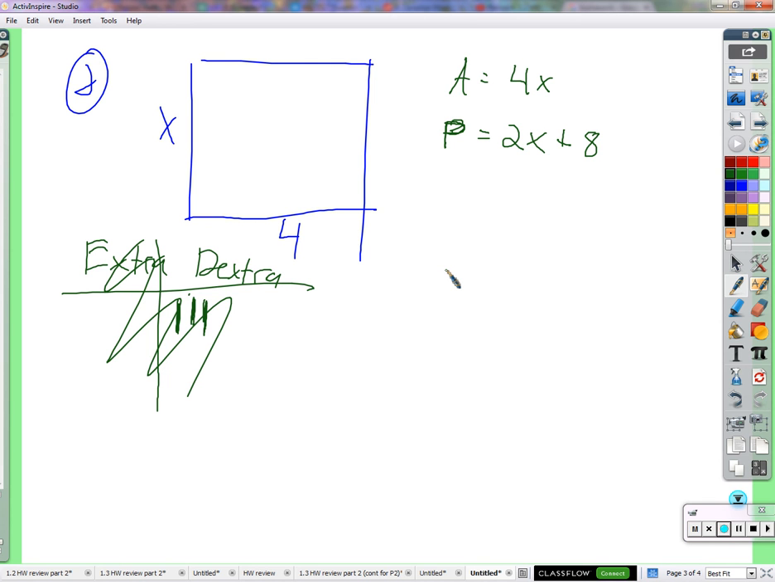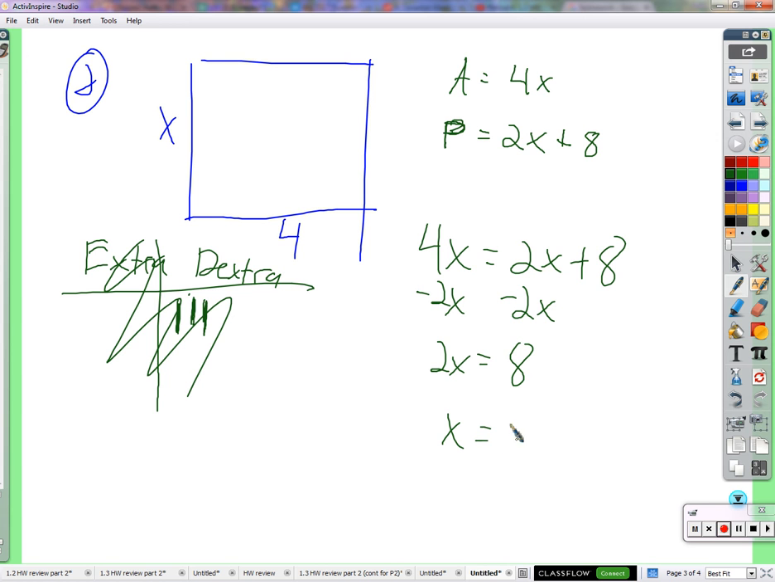Hunter? Okay, let me do it. 4x equals 2x plus 8. Then you minus 2x from the other side, which gives you 2x equals 8. And then you divide by 2 on both sides, which gives x equals 4. X is 4. Good job, Hunter. You already got that answer? Yeah, that's great.